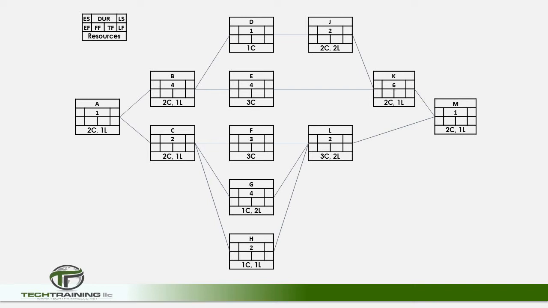Durations are established from experience and/or historical data. The upper right of the node is the late start, LS. The lower right is the late finish, LF. The middle left is free float, FF. And the middle right is the total float, TF. Finally, the large, rectangular box at the bottom of the node shows the resources required to complete the activity.